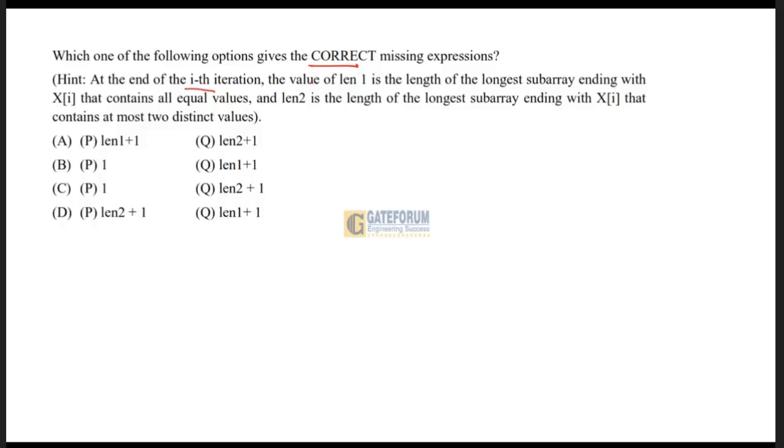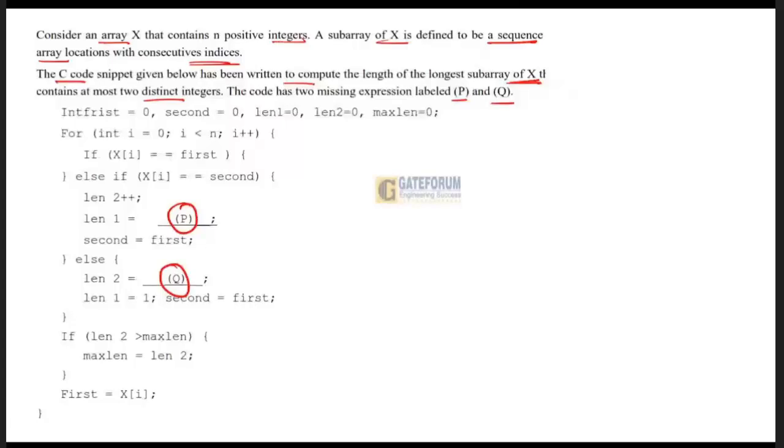the ith iteration, the value of len1 is the length of the longest subarray ending with xi that contains all equal values, and len2 is the length of the longest subarray ending with xi that contains at most two distinct values. Four options are here, and we need to answer what would be the correct option for P, and what would be the correct label that we should give to Q here. The question was for 2 marks.